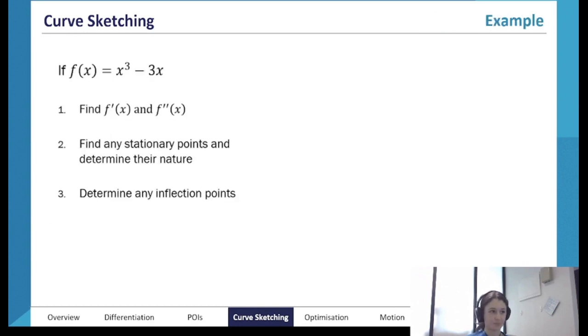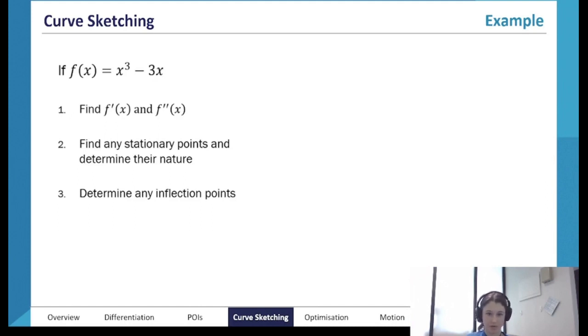Okay, now we are going to get onto an example of curve sketching. In this example, we need to find the first derivative and the second derivative. We then need to find any stationary points and determine the nature of those stationary points. And then we need to determine any inflection points. This is a culmination of all the content that we've been doing so far in the lecture. So let's get into it. Firstly, we need to find the first derivative and second derivative.